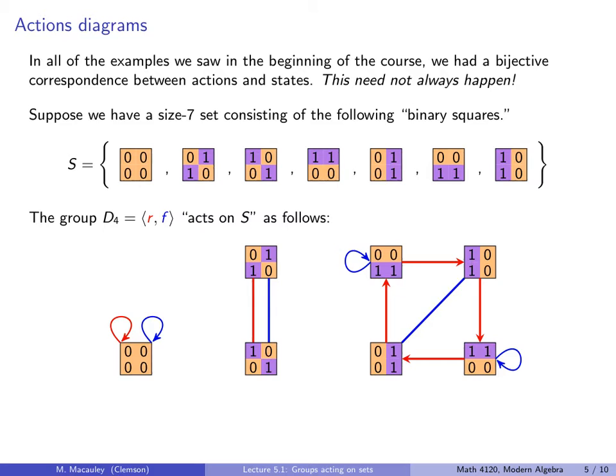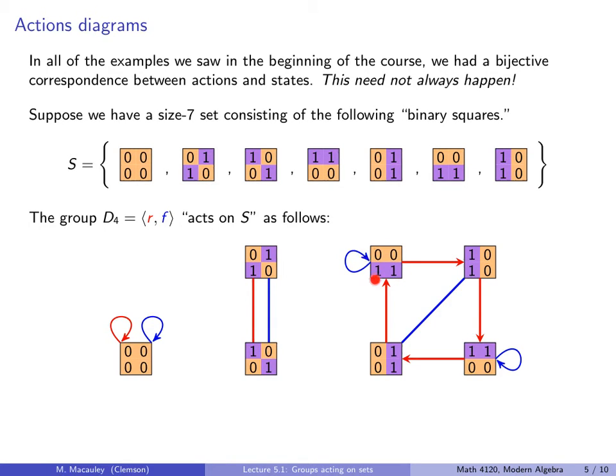For example, rotating is the red arrow and flipping is the blue arrow. If you rotate this square by 90 degrees, you get down to that square, and if you rotate it again, let's just say clockwise, you get back here. So there is this two-way red arrow from here.